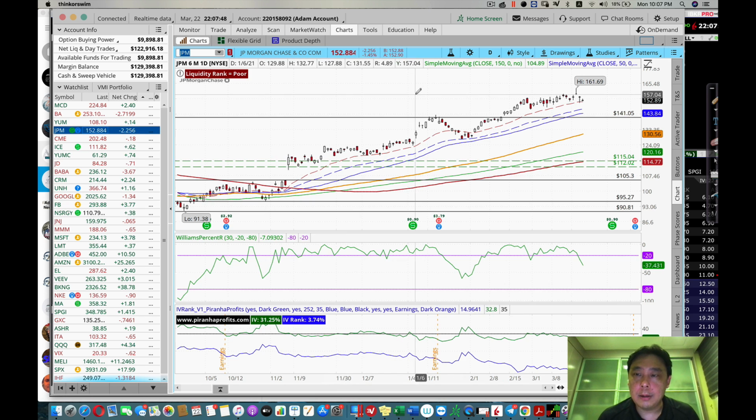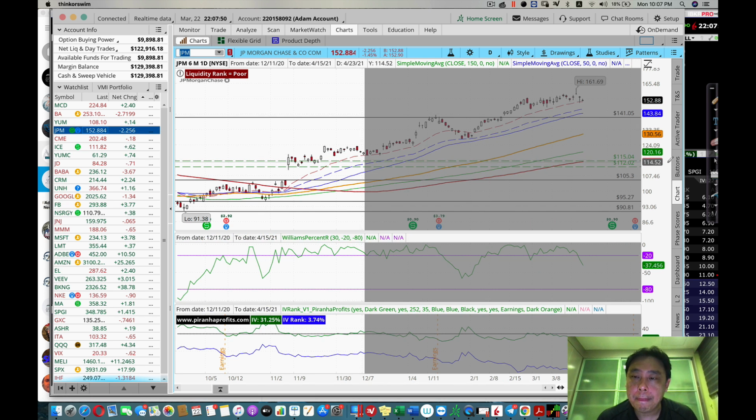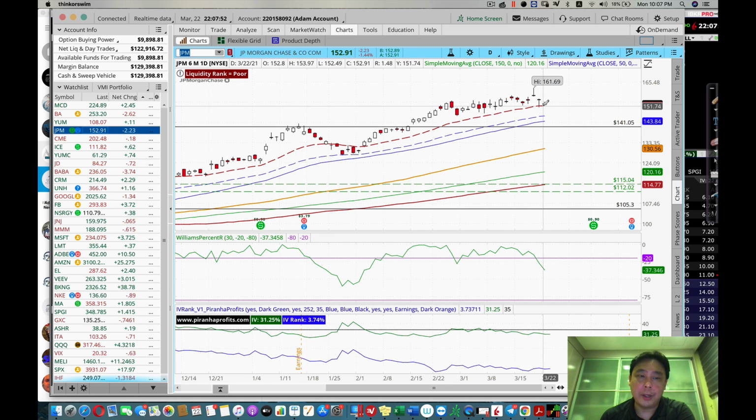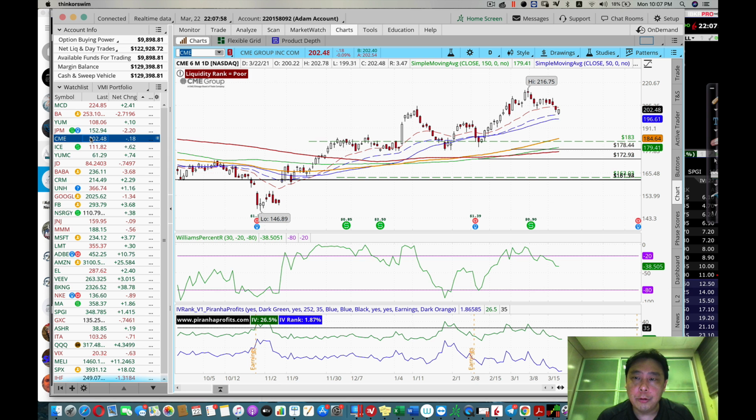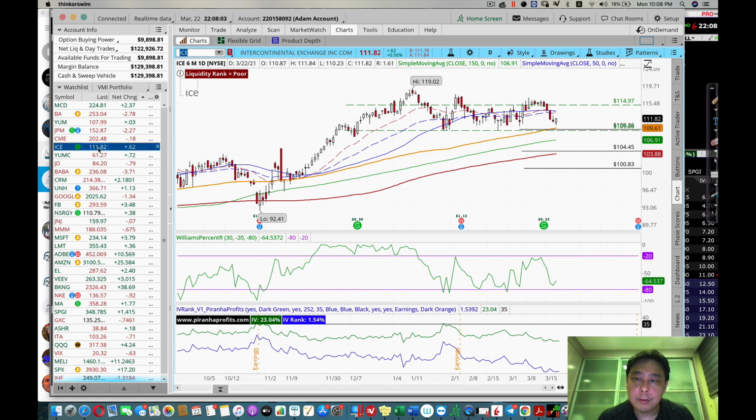JP Morgan, retraced over here. Nothing, I'm not going to add to this. In fact, I'm thinking of selling my bank shares. I think they're a bit overvalued. CME, nope, not retraced enough.